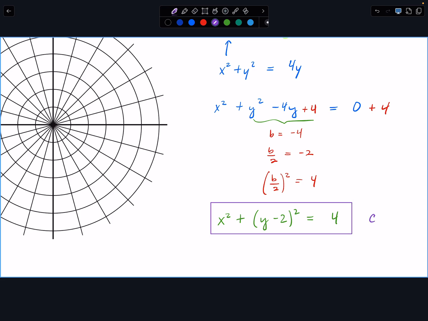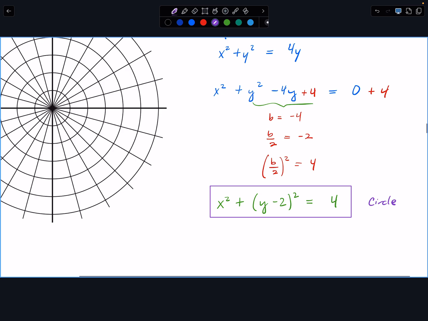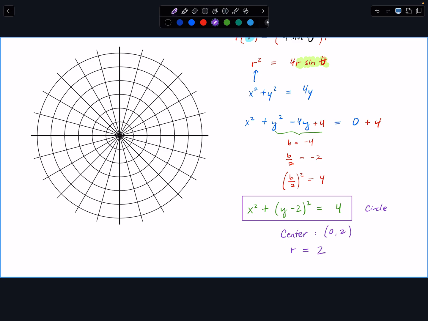So this is a circle. What's my center? 0, 2. And what's the radius? Good. The radius is 2. So we don't need to graph this in a crazy polar way. All we have to do is think about how would I get here on this graph? Well, which direction would I have to move? Up. So I'm going to go up 2, so up 2 radius lengths.